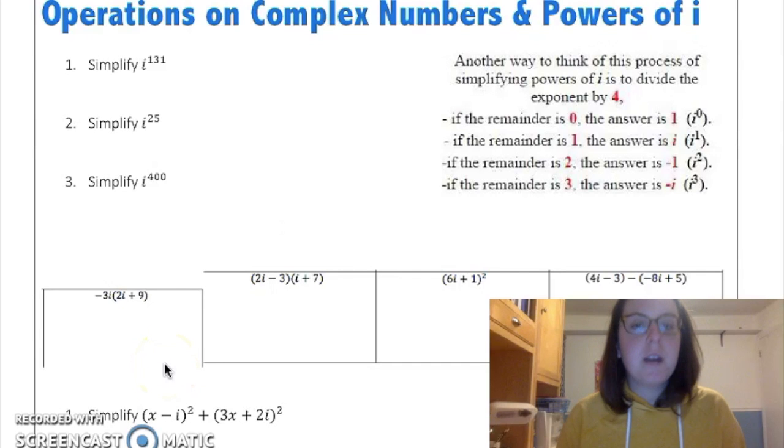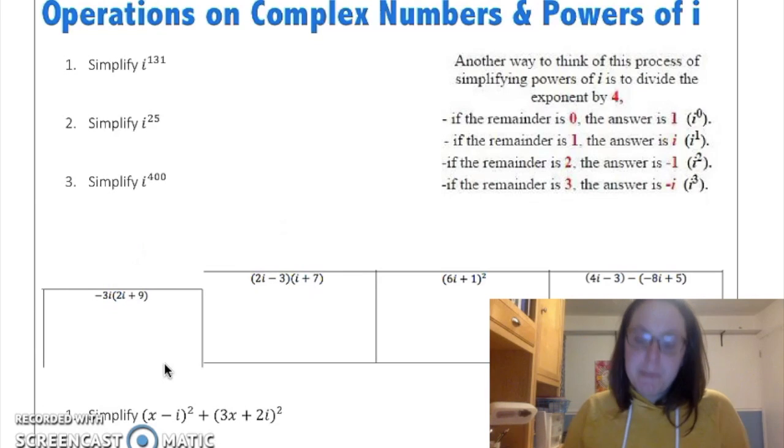In this video, we're going to talk about operations on complex numbers and simplifying powers of i. So take a second, pause the video, try these questions, see how they go, and then hit play when you're ready to continue. So let's start with simplifying powers of i.